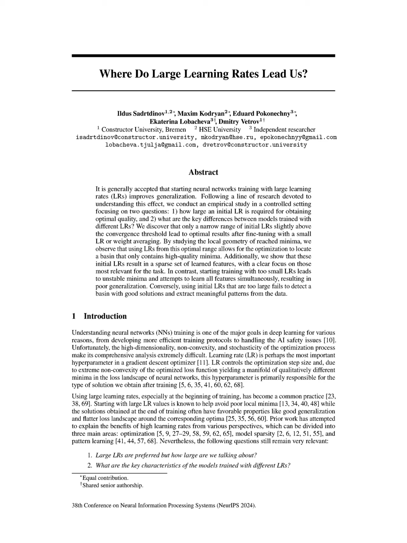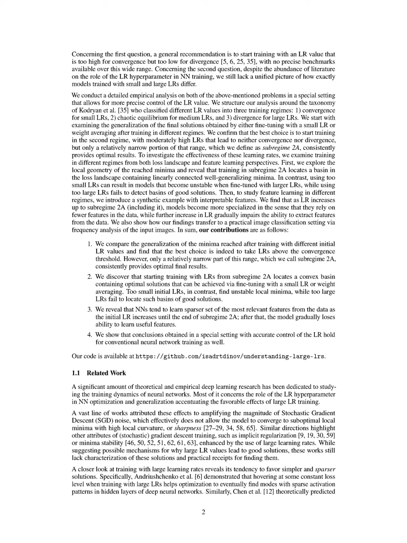The study aims to address the lack of a unified understanding of how different learning rates, LRs, affect the training outcomes of neural networks, particularly the optimal range of LRs that lead to better generalization. Specifically, it investigates the characteristics of models trained with varying LRs and identifies the significance of subregime 2A, which is a narrow range of moderately high LRs that avoids both convergence and divergence.